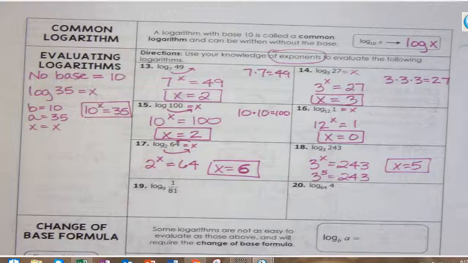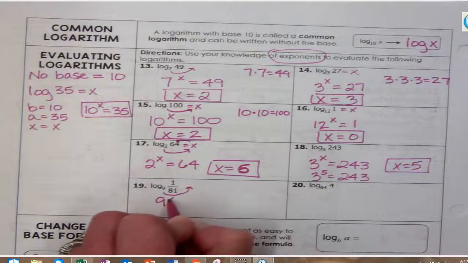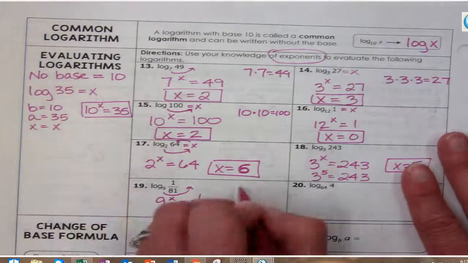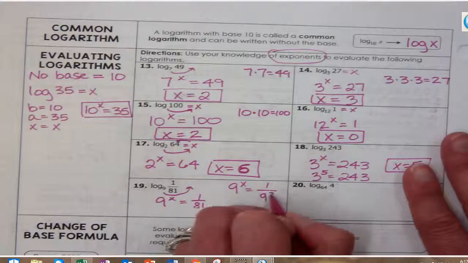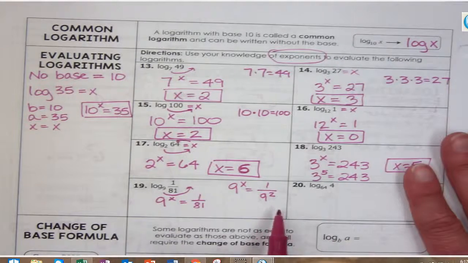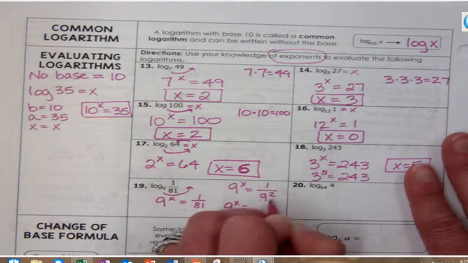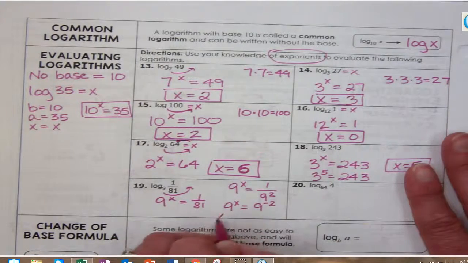Now I've got some fractions. So 9 raised to the x power equals 1 over 81. Well, I know that 81 is 9 squared. What's going to put this in the denominator? How do I get from here to here? Well, I need to flip this to the numerator, which gives me a negative exponent, and now I can see that x should equal negative 2.